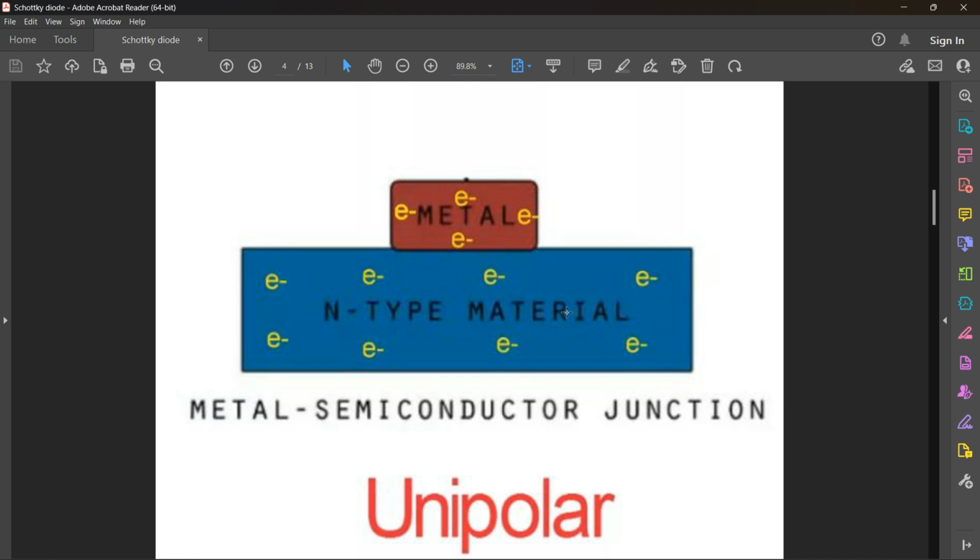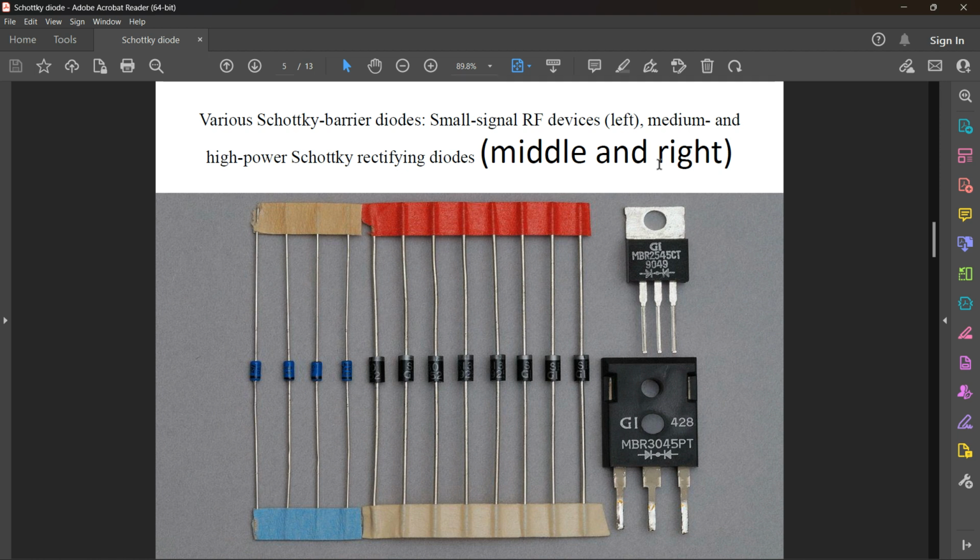So the metal semiconductor junction has been formed like this in a unipolar configuration. See here, one n-type material with a metal lead is present over here. Various Schottky barrier diodes are present. Small signal RF devices are given on the left, and medium and high power Schottky rectifier diodes are in the middle and right. These are the typical Schottky barrier diodes used in the market.